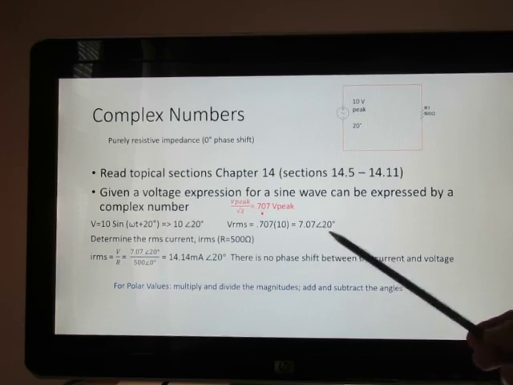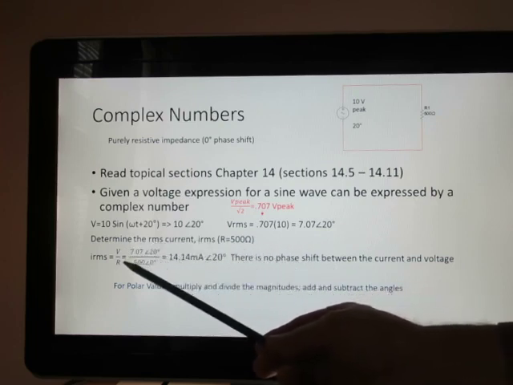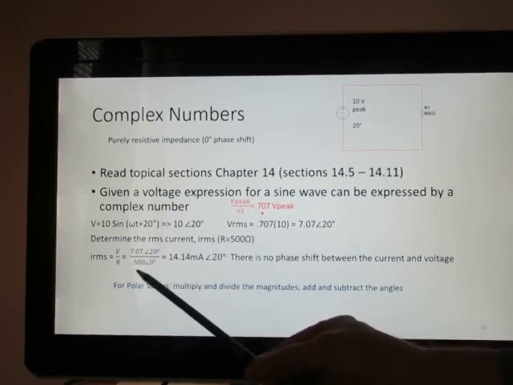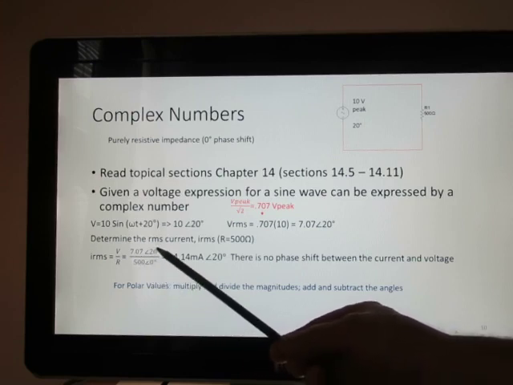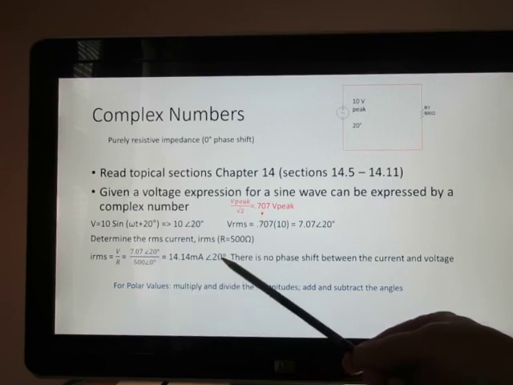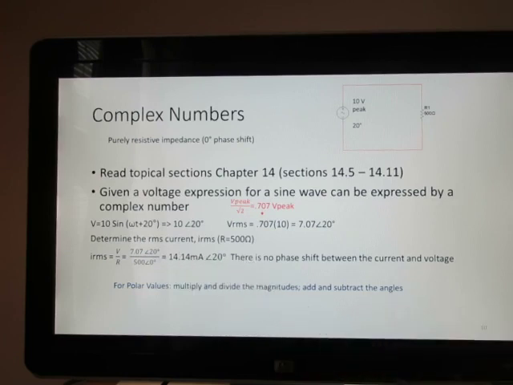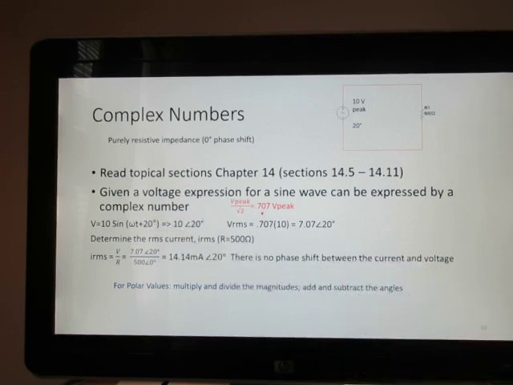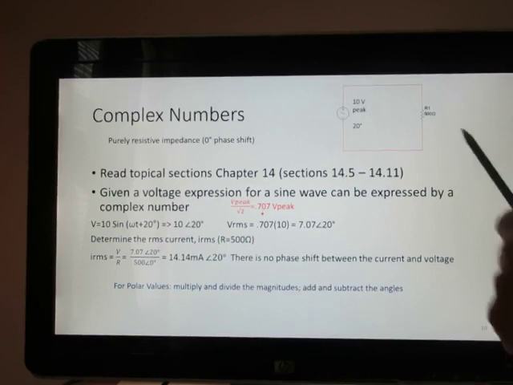That's voltage RMS. Divide the RMS voltage by the resistance, 500 ohms at 0 degrees, because there's no phase shift in that resistor. I divide the magnitudes, 7 divided by 500, and I subtract the angles, 20 minus 0. So I get 14 milliamps at 20 degrees. There's no phase shift between the current and the voltage with a resistive circuit.